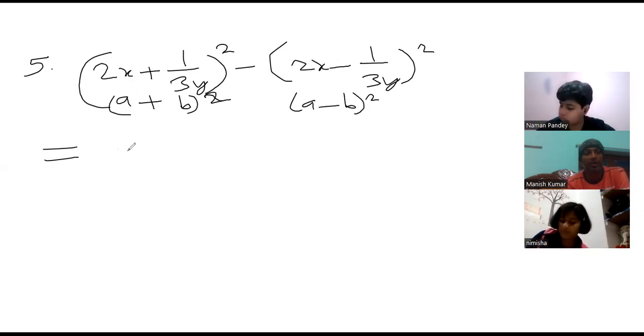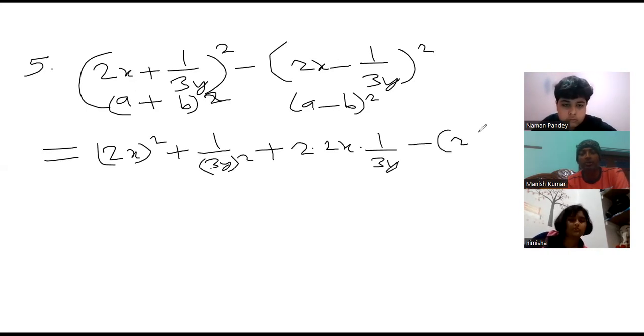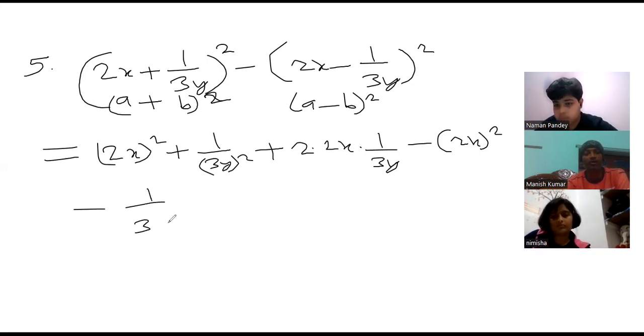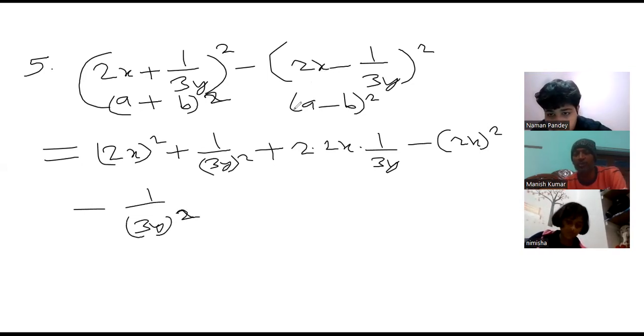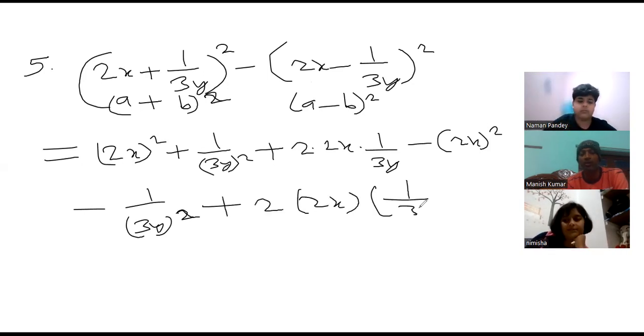So this will be a square plus b square plus 2ab, that is plus 2 into 2x into 1 by 3y. This is 2ab. Now minus a square, then if you are writing inside bracket plus b square, that will be minus b square outside. Means minus b square, means (1 by 3y) whole square. And then it is inside minus 2ab. If it comes outside, it will be plus 2ab. Means plus 2 into a into b, isn't it?